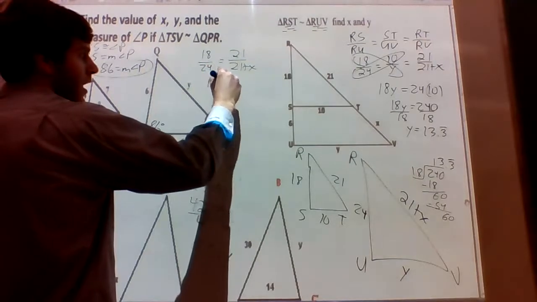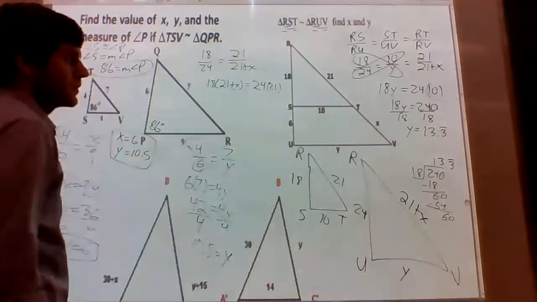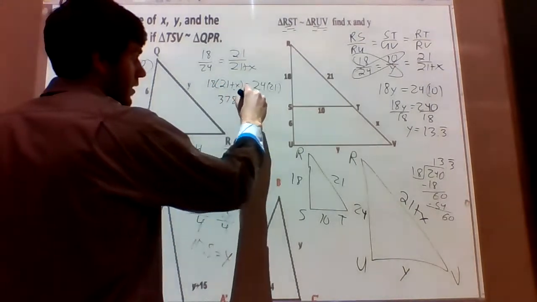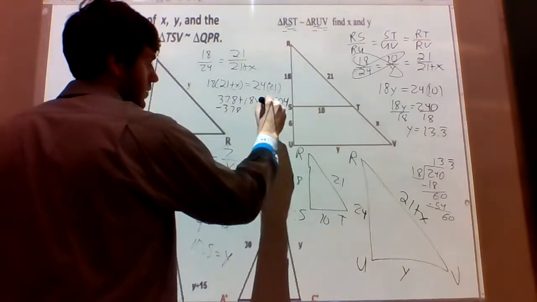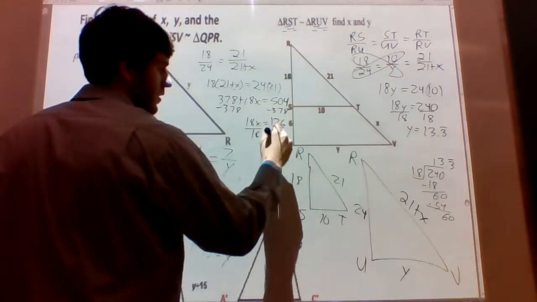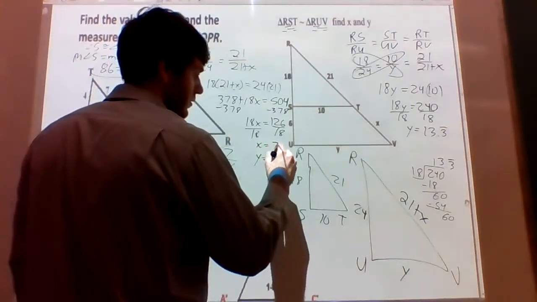Cross multiply. 24 times 21. Okay. 18 times, let me get the calculator for this one. 18 times 21, I think it was 504. No, 378. This one must have been 504. Yes. 26. 7, I believe. Yep, x equals 7. So we have x equals 7 and y equals 13 and a third.